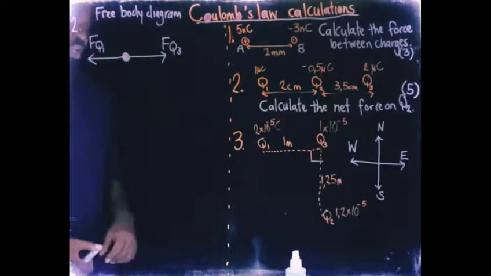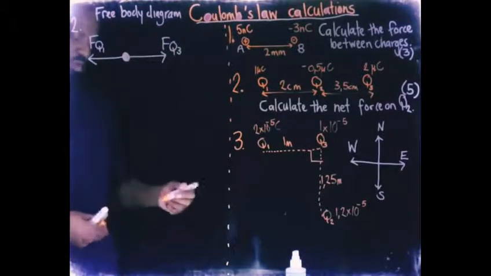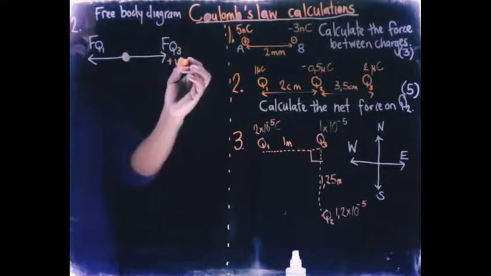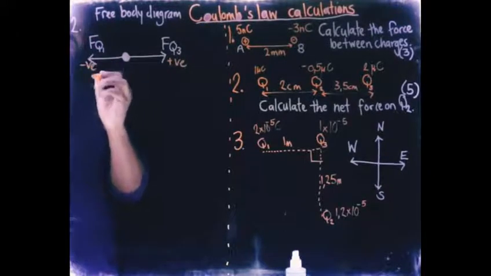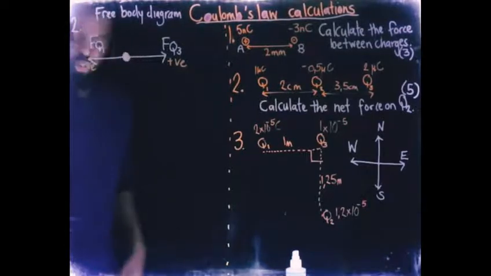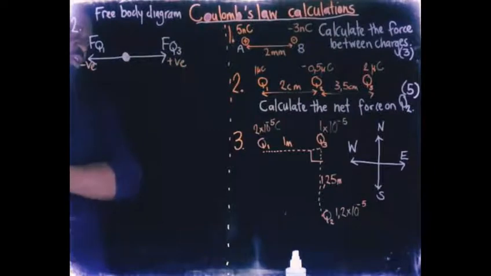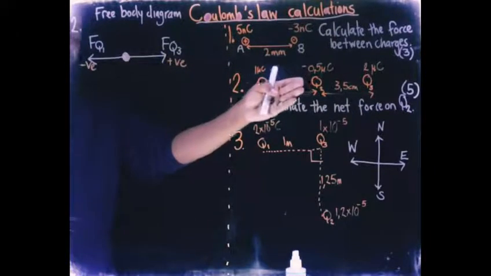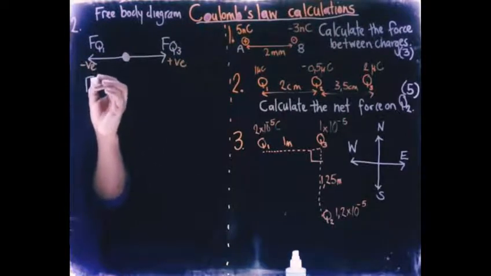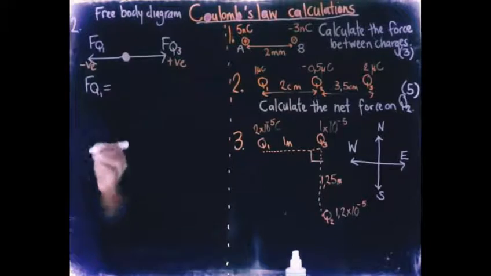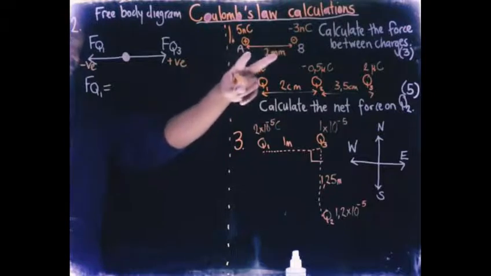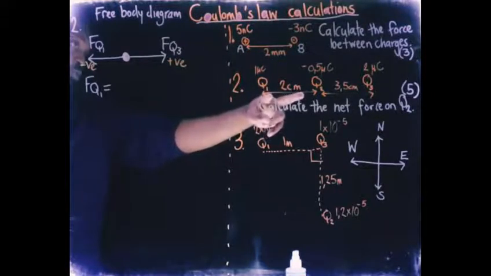Now I can clearly see that I've got vectors that are acting in different directions. It's easy for me to say let east be positive, west be negative. So if I can work out the force FQ1, and if I can work out the force FQ3, I might as well add these forces. Let's work out FQ1, the force that Q1 exerts on Q2. It's the same as the force between the two charges, like what we did in the previous example. So it's the force between these two.